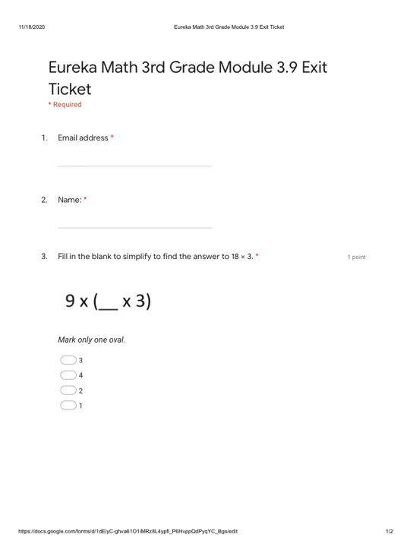This is Eureka Math, Grade 3, Module 3, Lesson 9, Exit Ticket. So let's look at our first problem. Fill in the blank to simplify to find the answer to 18 times 3.